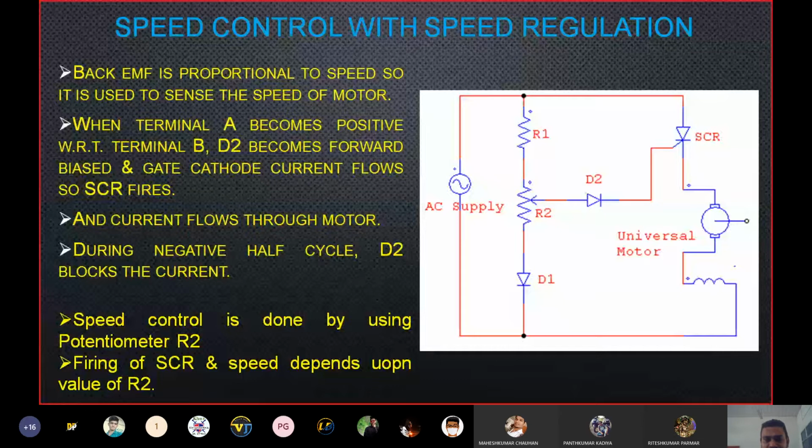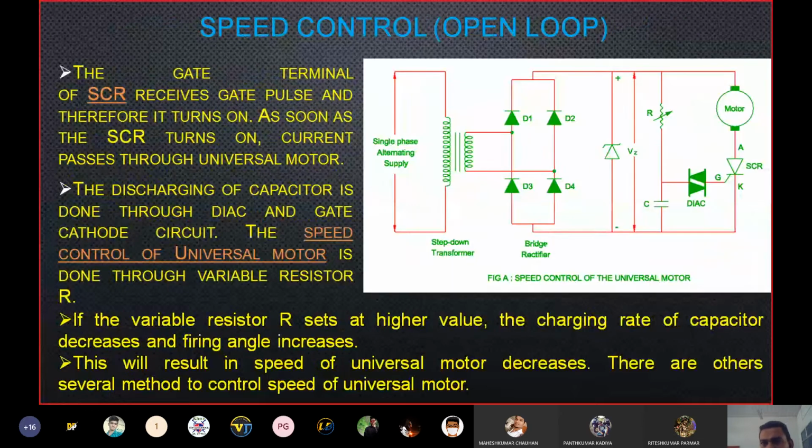Okay, so this is the open loop speed control. Now in this, we just have to set the value of this resistor. By setting the value of the resistor, we can increase or decrease the firing angle of the SCR, and according to that the speed of the motor will increase or decrease. But if the load increases or decreases, then the speed will also increase or decrease. Okay, so this speed control is the open loop speed control.